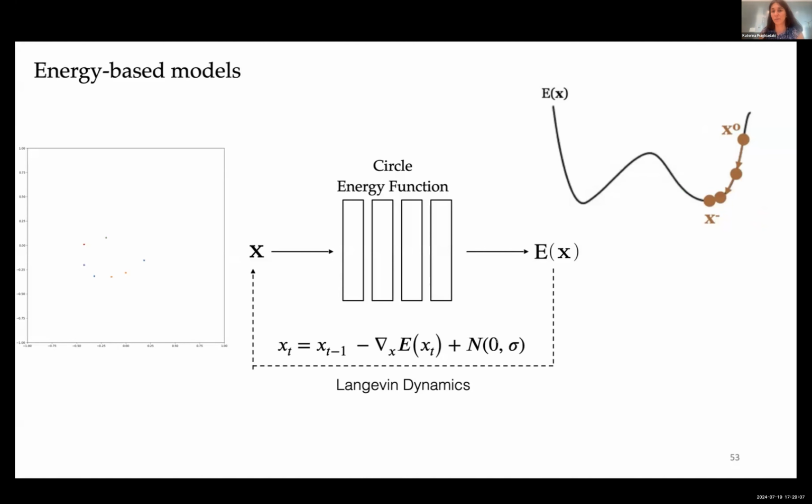And adding also a little bit of noise, so that we don't get stuck. This procedure is called Langevin dynamics. So you see here what I'm showing, we start from some random node locations, and then the nodes go to their final circle configurations. Now you may ask how we're going to train those energy functions.